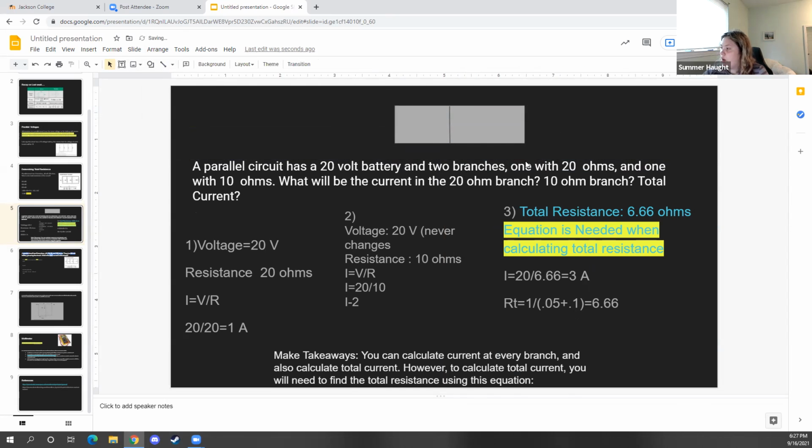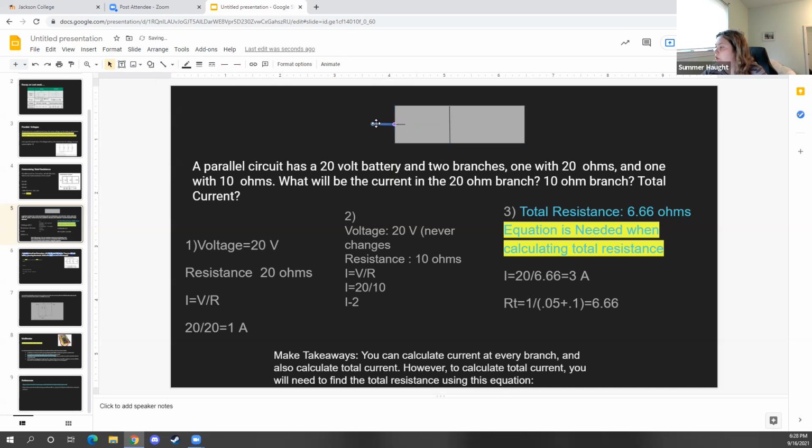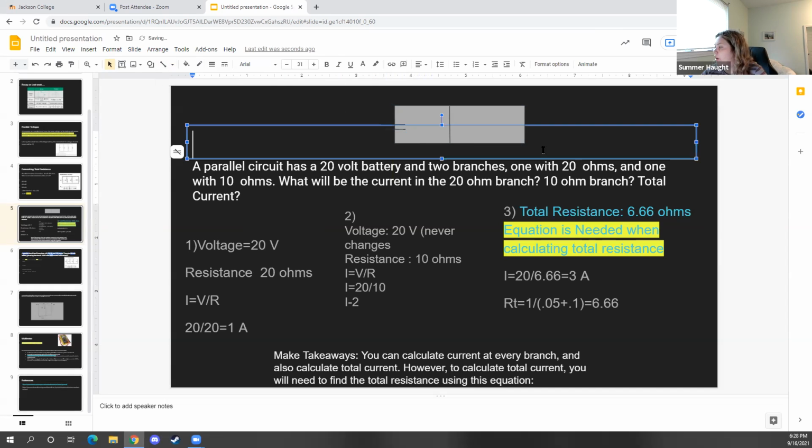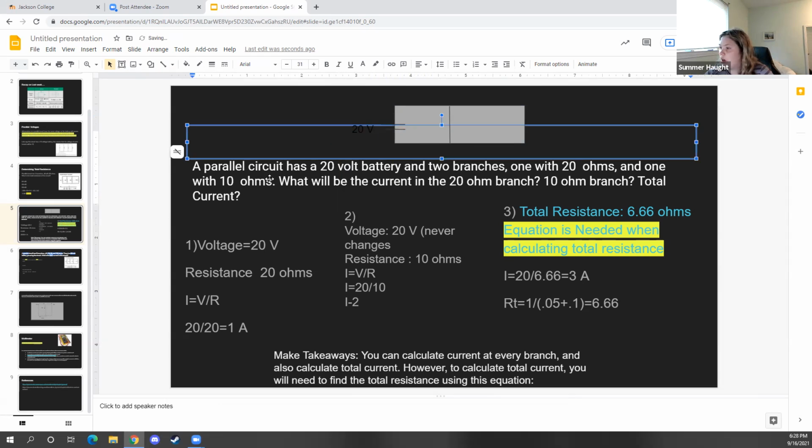Okay, so let's draw out what we know. This is my battery, which again is our power source. We know that our battery is a 12-volt battery. So let's write that here. That is the voltage that we're starting with. And then we know that we have 2 branches, one with a 20 ohm resistor.